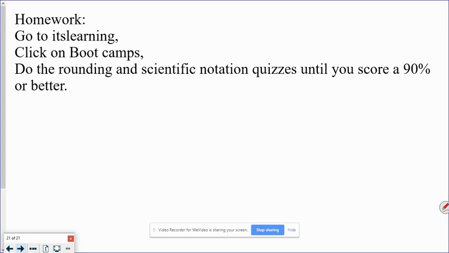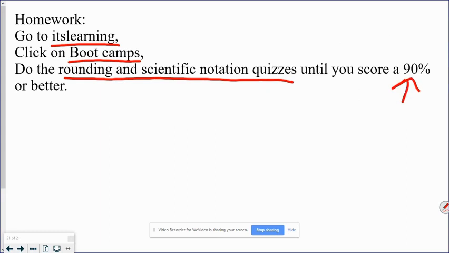So your homework, go to It's Learning, click on Boot Camps, and do the rounding and scientific notation quizzes that are there. You're aiming for a 90% or better on these so you understand these concepts. These concepts are used year-round, so you really need to take them and understand them.